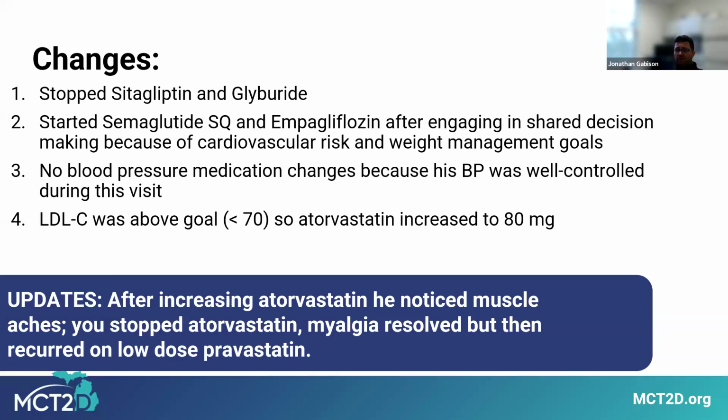Because his blood pressure was well controlled, we didn't make any changes. And we increased his atorvastatin to 80 milligrams because his LDL-C was not at goal, which was less than 70 per those guidelines. He then started to develop myalgias when we increased the atorvastatin from 40 milligrams to 80 milligrams over the course of the last year. And so we stopped the atorvastatin, the myalgias improved. We started pravastatin, and the myalgias reoccurred.